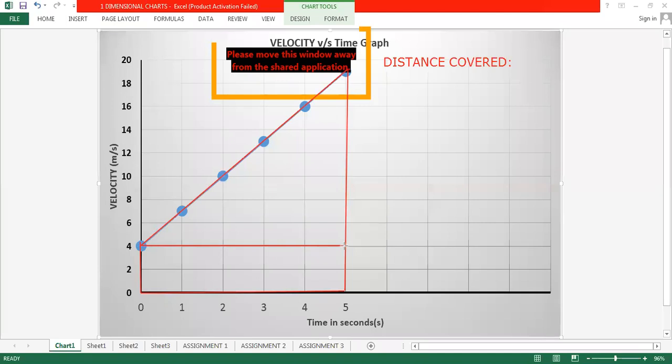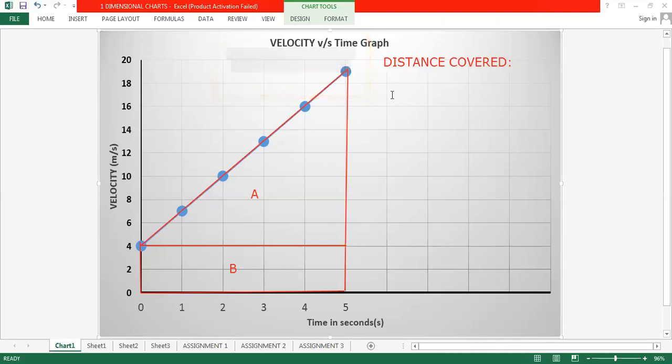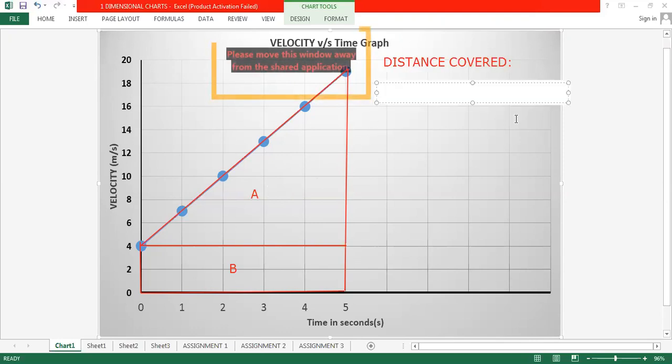I will draw a straight line like this. Now this is my figure A, shape A, and this is shape B. Now I will find out shape A and shape B and I will add them. We will find shape A first. So we are having shape A and shape B. What is shape A? Shape A is a triangle.